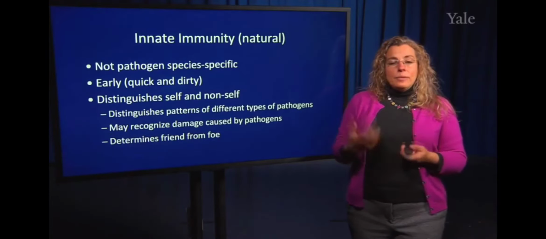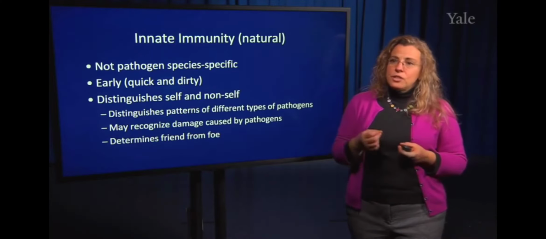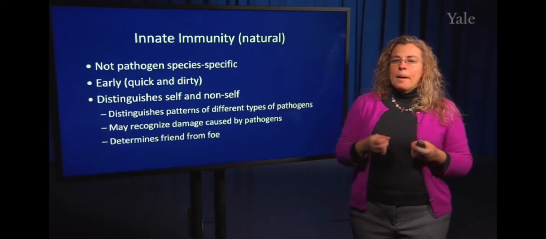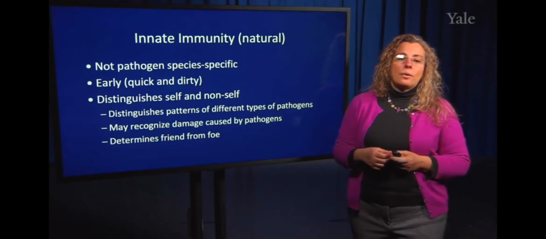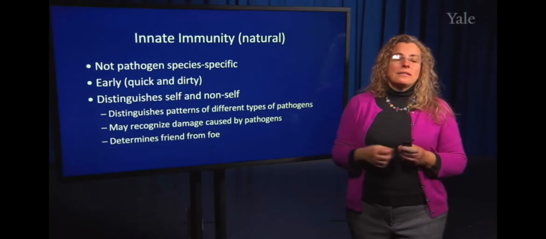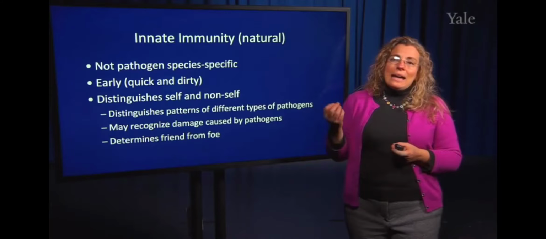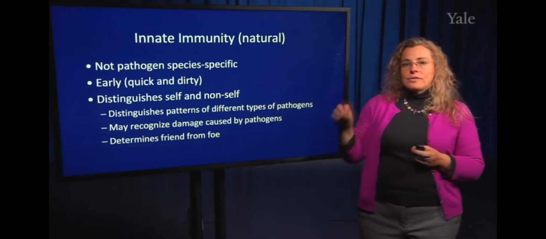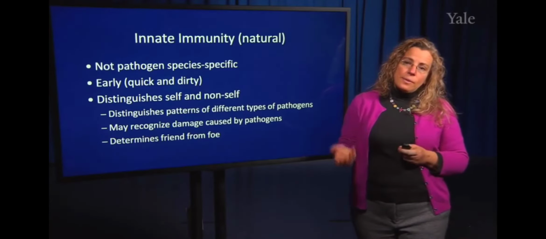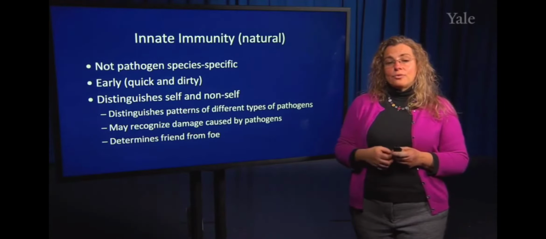Your innate immunity, your natural immunity, it's not really pathogen species specific. It can tell the difference between categories of pathogens, but not different species within the same category. It's an early response. It's sort of a quick and dirty response. It, of course, has to distinguish self from non-self, and it can identify patterns of different pathogens. So bacteria have some similar patterns. Viruses have some similar patterns, and that's what the innate immune system is designed to recognize.